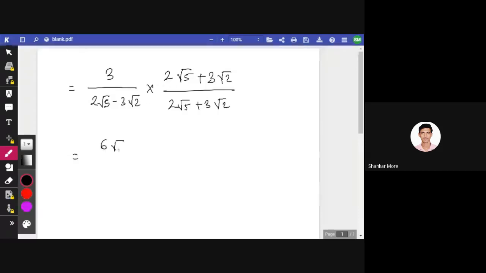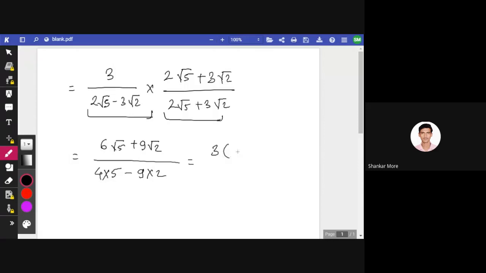So how do we solve this? 3 into 2 root 5 is 6 root of 5. 3 into 3 is 9 root of 2. Now in the denominator we have a minus b, a plus b. So we'll take a square. A square is 2 square is 4 and root of 5 square is 5 minus b square is 3 square is 9 and root 2 square is 2. So it will be, I'll take 3 common. So it will be 2 root of 5 plus 3 root 2 divided by 5 4s are 20, 9 2s are 18. 5 4s are 20, 9 2s are 18. So it will be 3 by 2 into 2 root of 5 plus 3 root 2.